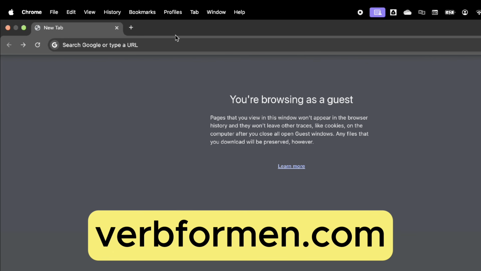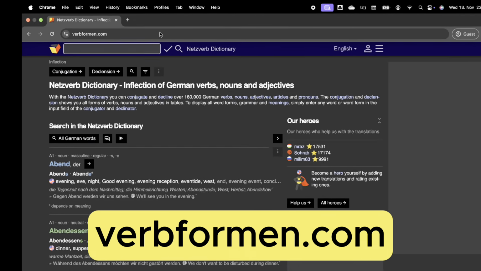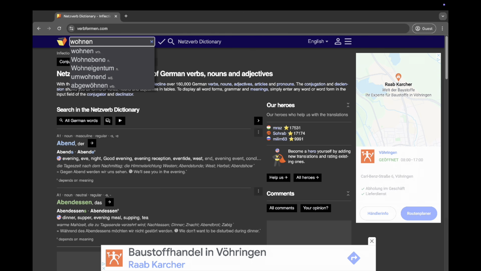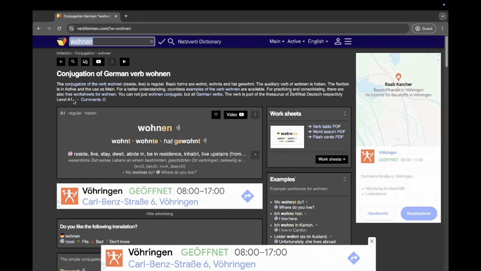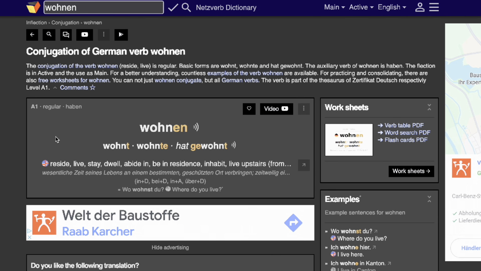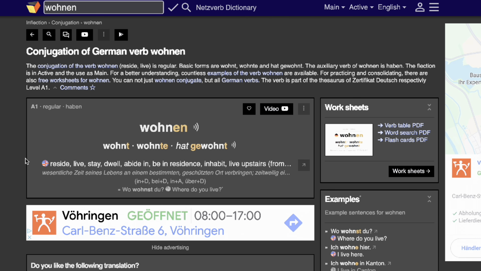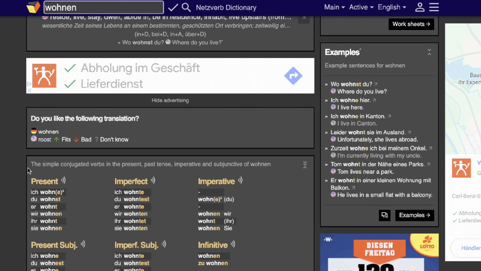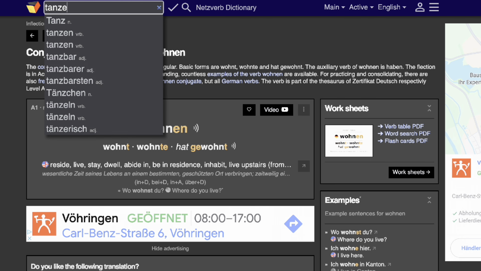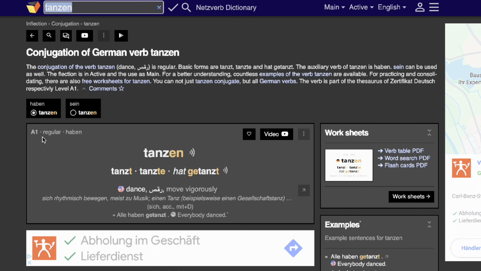So the website is called verbformen.com. So this is how it looks like, and over here you can give any verb that you want to check. So let's take the verb wohnen, which we also saw earlier. So when you press enter, then you see over here that it gives you some information about the verb wohnen, and over here you see that it is a regular verb. You have some other information over here as well. For example, the meaning of the verb in English. You also have the conjugations in different tenses over here as well, and also some information about this verb at the top. Let's take another verb, for example tanzen. So in the result, you see again that this is a regular verb.